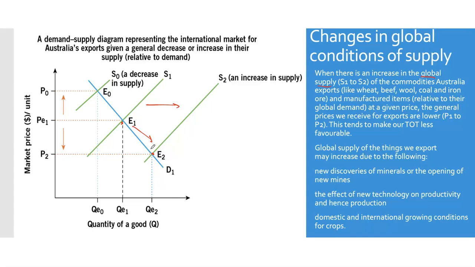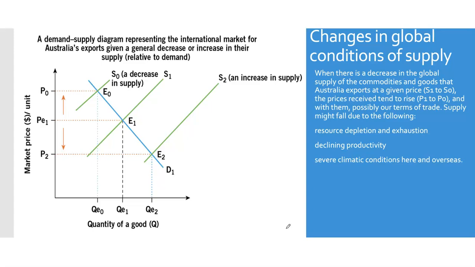What could result in an increase in supply that's going to impact our exports? There might be, for example, new discovery of resources, new technology or productivity that increases production, or really good climatic conditions. Now, this might be seen as a good thing if it's just happening in Australia, because this will increase our supply. But if it's happening overseas, that will often result, overall in the market, in a decrease in the price. When there's a decrease in global supply of that Australian goods export, this will often result in an increase in our equilibrium price.